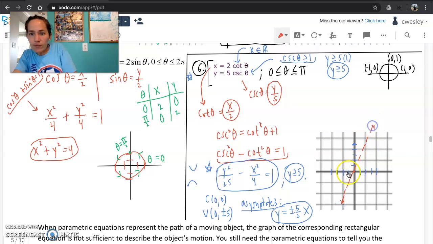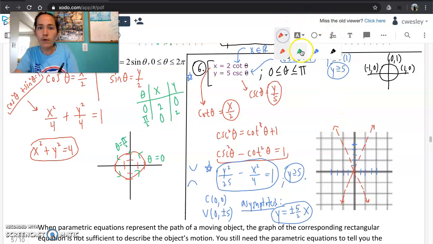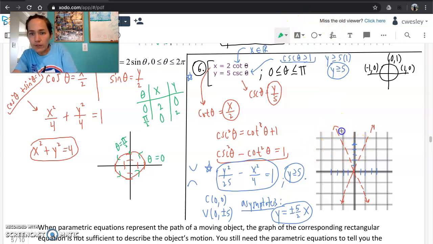Okay. And then we've got another one. Over 2 this way, up 5 that way. And these red lines give you the boundaries for your hyperbola. Let's graph this branch. Whoops. Okay, I went down too far. Have it look like y is only greater than or equal to 5 here. Don't put arrows on the end of it.